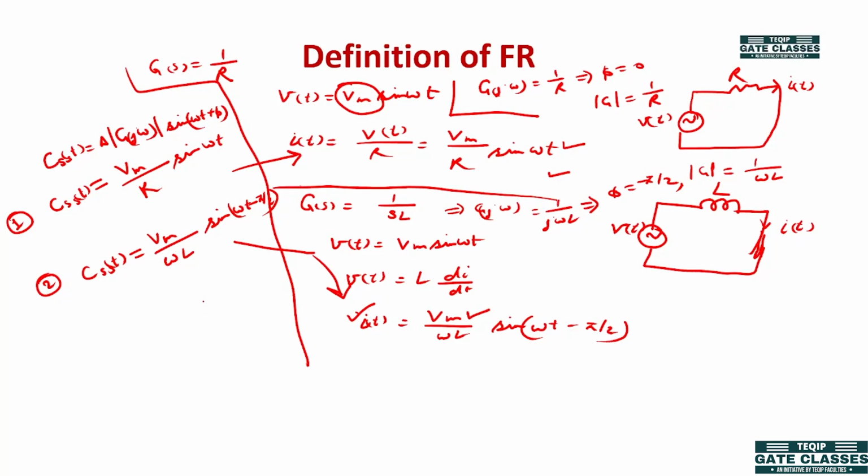So for a complicated system, in this way we can solve it using either of the methods. Both can be done in 2-3 steps, but for a complicated system it becomes easier to calculate the response using this method, using frequency response.